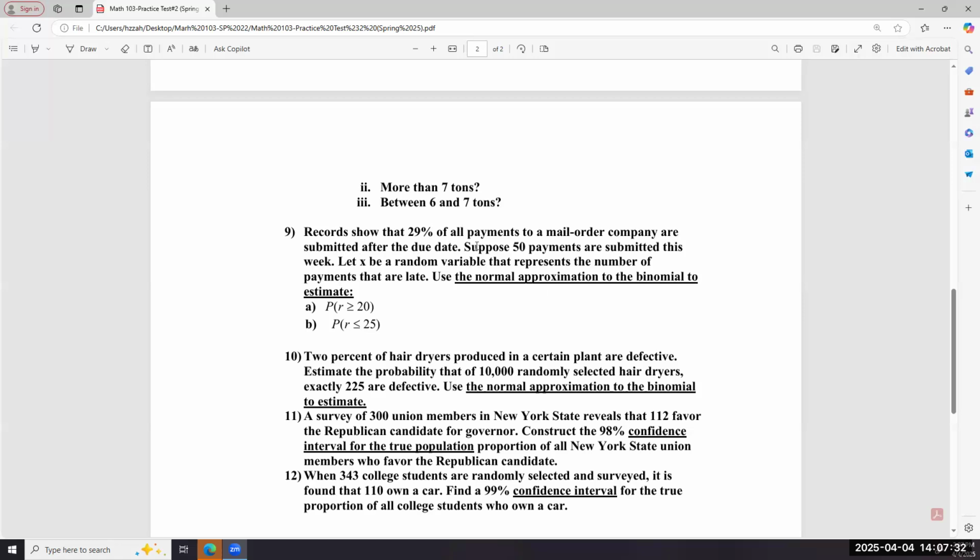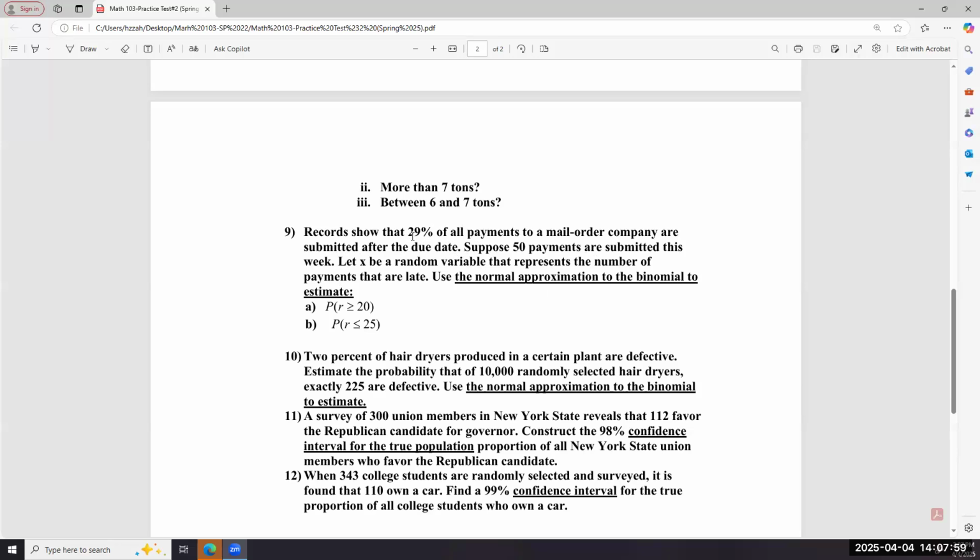Records show that 29% of all payments to a mail order company are submitted after the due date. It's like when you pay your credit bill, if you like. So some people will be late. Okay, in this case, we have 29% of the population, they are late. It's like a proportion problem. So 29% are going to be late.